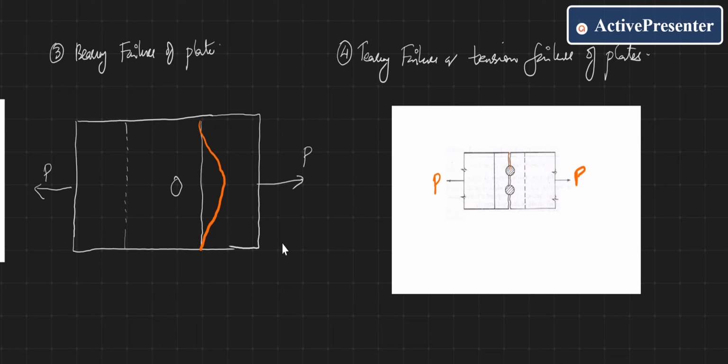The plate will get torn into two parts due to the tensile stress. The plate will get torn into two parts at the weakest point, that is along the line of your bolt. The net area, I will discuss that later, will be very much less. As a result, the plate will get torn into two parts along this position, and this type of failure is called tearing failure or tension failure of plates.